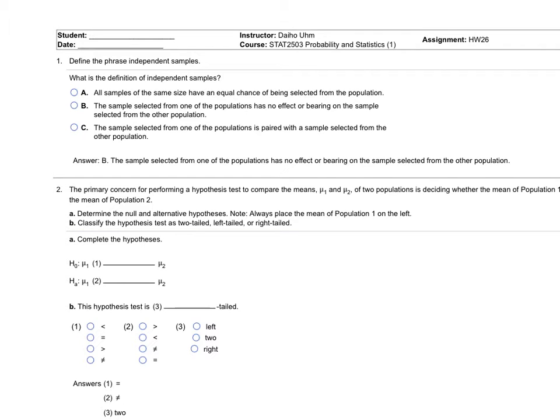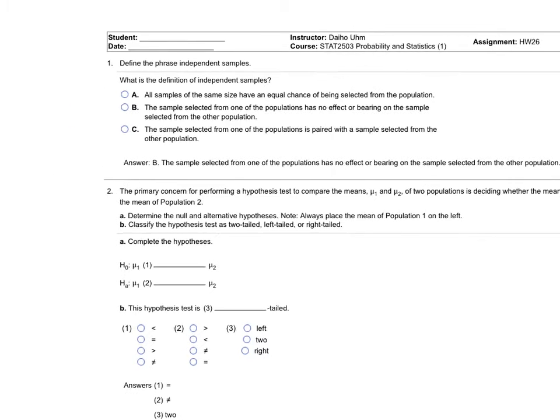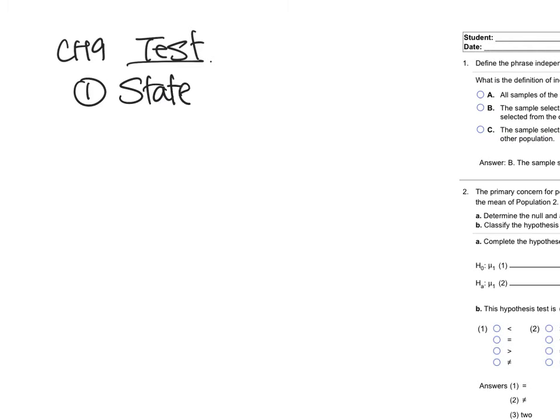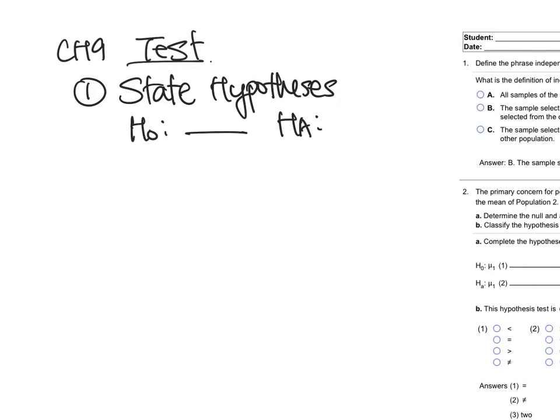Before the homework, let me review chapter 9. In chapter 9, we discussed the hypothesis test. The textbook gave us 6 steps. Step number 1, we state the hypothesis, and we have a null hypothesis and alternative hypothesis.